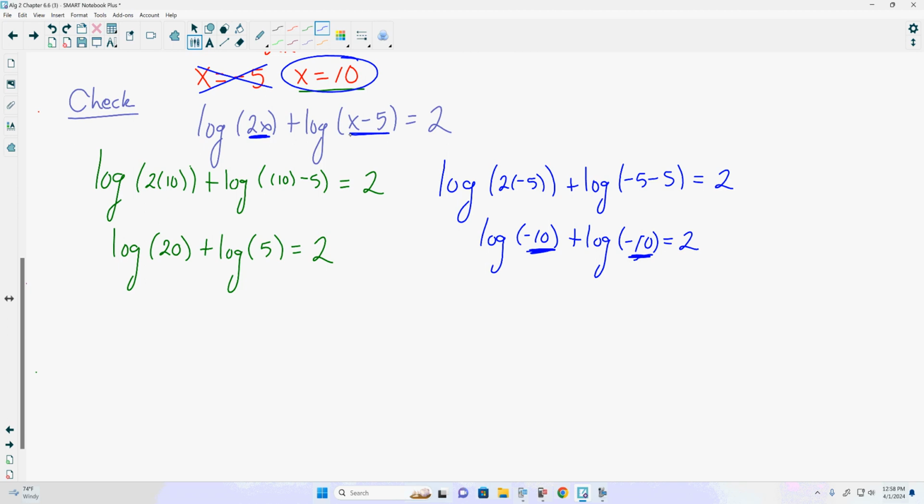It's not always going to be the case that negatives don't work. It's just here, neither one of those ended up becoming positive when we plug it back in. Questions on this here?